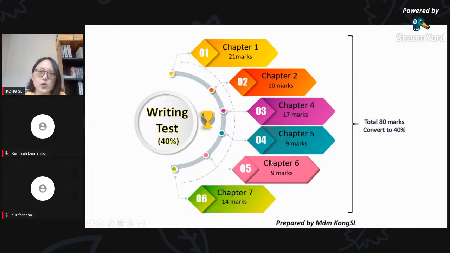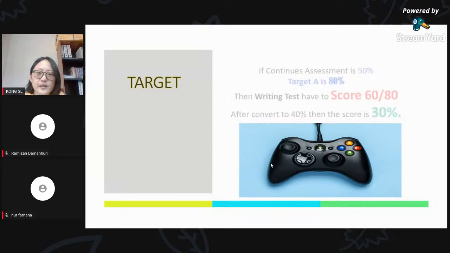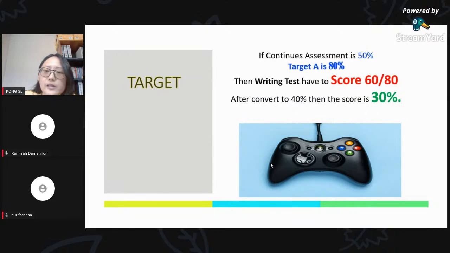Now let's think. If you want to score A, normally how many marks is it? Your target is to score A, right? So you check. Imagine, just an estimation, your continuous assessment is 50%. Normally the target for A is 80%. So for your writing test, you have to score 30%. 30% means your score must be 60 over 80 for this writing test.